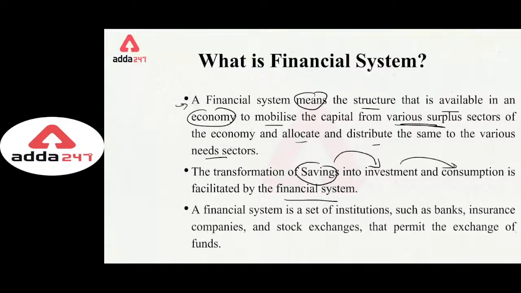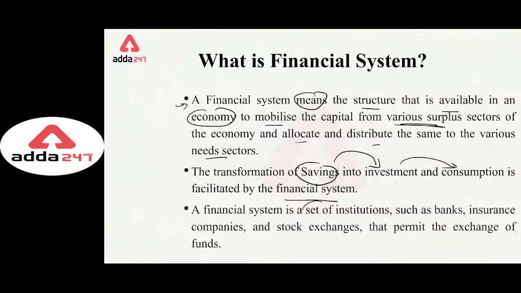So the transformation of savings into investment and consumption is facilitated by the financial system. Let's say, for example, I am earning a certain money in a financial year, and I have a savings account in a bank. So I am depositing my savings in a particular bank. Now the bank is using my deposit to give a loan to another person, and that person is investing in opening a certain business, or providing a certain service, or starting a new entrepreneurship, etc. So one person's savings become another person's investment and consumption. And all these services are given by the financial system.